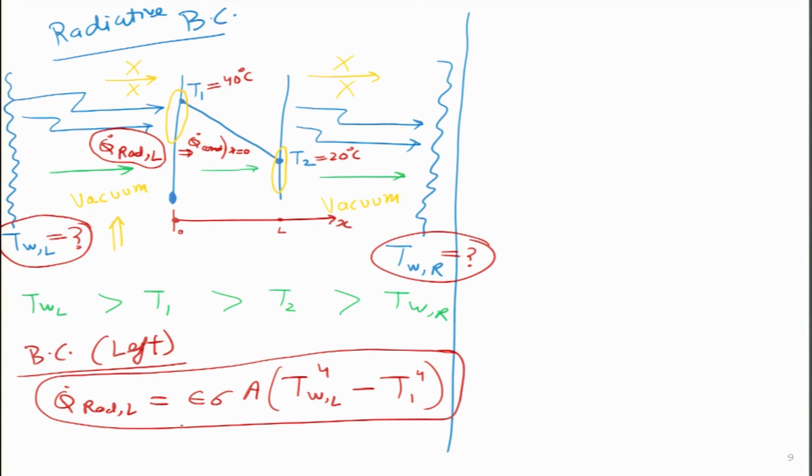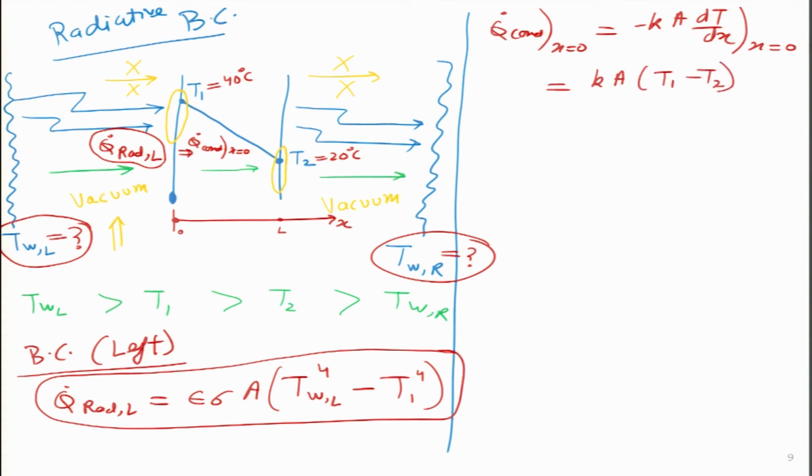Can I also write the term for Q dot conduction? Maybe I will write it over here. So, what is Q dot conduction at x equals to 0? It is simply K A dT/dx at x equals to 0. In this case, we know that it is a linear slope. So, it simply turns out to be K A (T1 minus T2) divided by L.